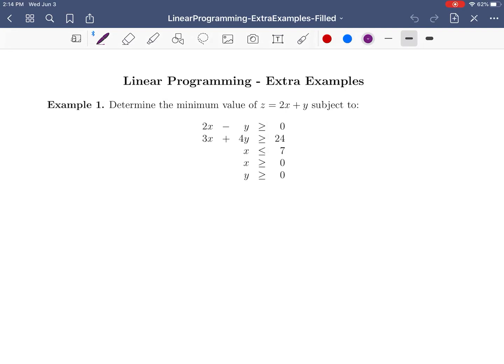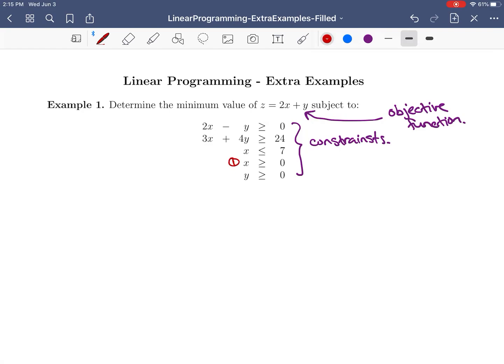In this video, we're going to do a couple more examples of linear programming. So the first one is we want to determine the minimum value of z equals 2x plus y subject to all of these constraints. Okay, so the z equals 2x plus y is our objective function. So we don't really use that until the end. These 5 inequalities are our constraints. So we want to graph them.